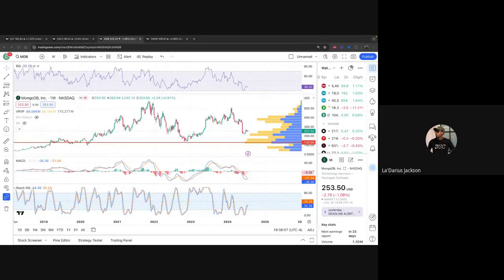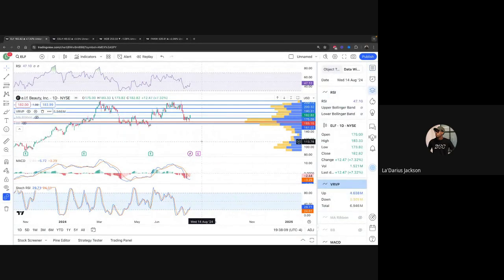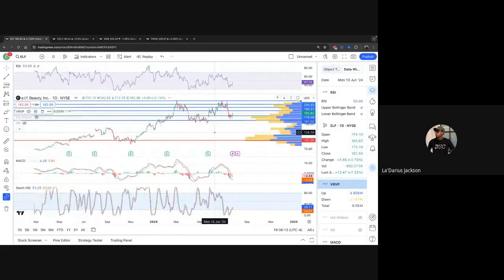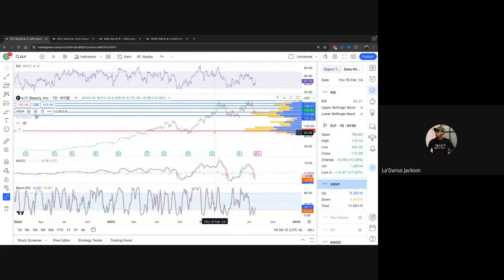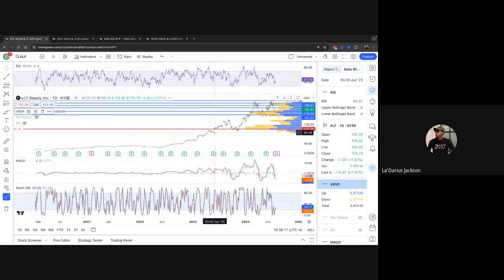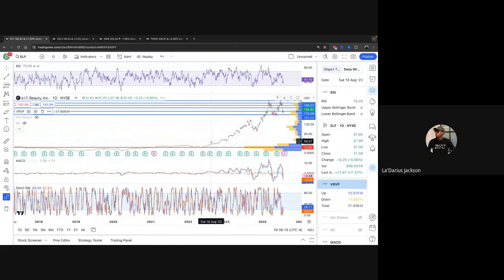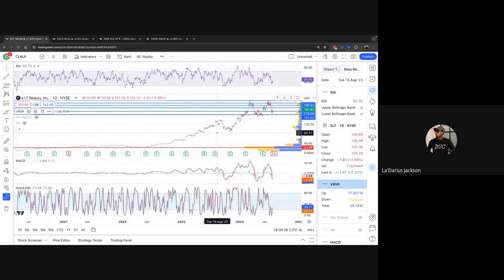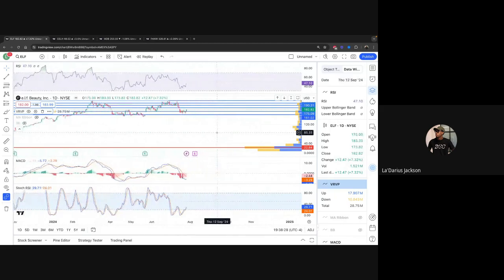All right. Well, let's start on ELF. ELF is one that I've been paying attention to for a while. ELF has been killing its earnings. I'm scrunching the chart up because I don't want you to pay attention to the chart right now, but look at all of the green E's at the bottom. All the green E's are the earnings that ELF has posted. And normally ELF beats its earnings.